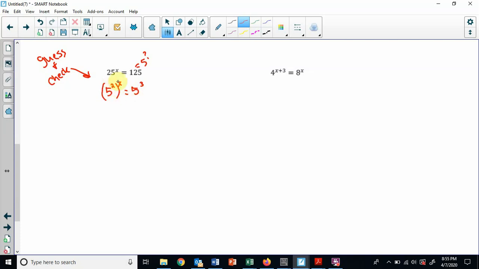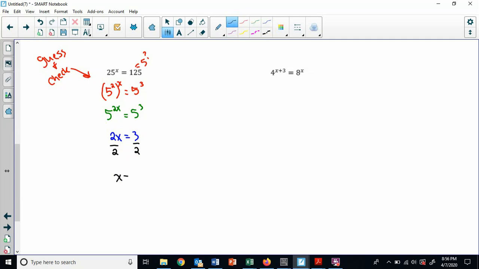All right, now let's take a look to clean this side up over here. 5 squared, what's the rule when I have an exponent on the inside and an exponent on the outside? Oh yeah, they multiply. So this is just 5 to the 2x equals 5 to the 3. Okay, well the bases are the same, so that means the exponents must be the same. 2x equals 3. So can I solve for x? You bet you. Just got to divide by 2 on both sides.